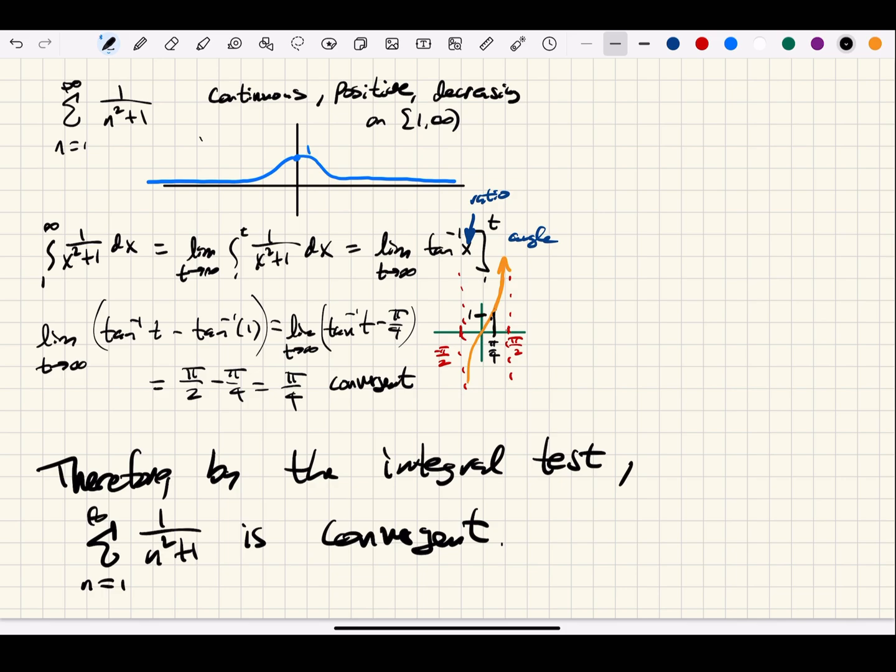Yes, sir. So we've determined that the area under the curve represented by the series of 1 over n squared plus 1 is convergent to pi over 4. Because of that, the series itself is also convergent. Because if its area under its curve is convergent, then the series itself has to be convergent.